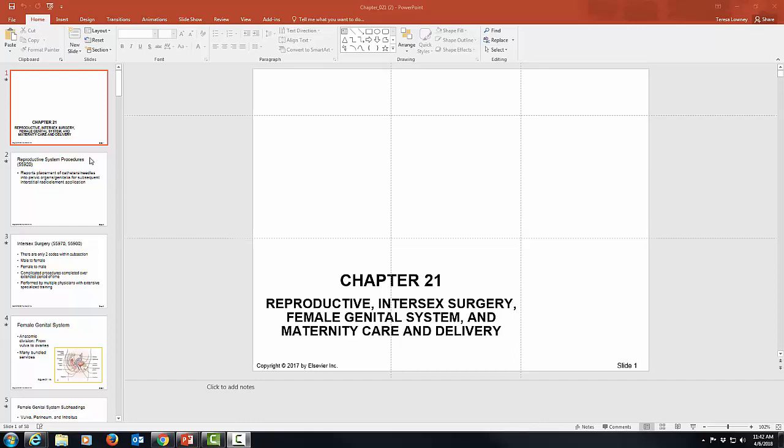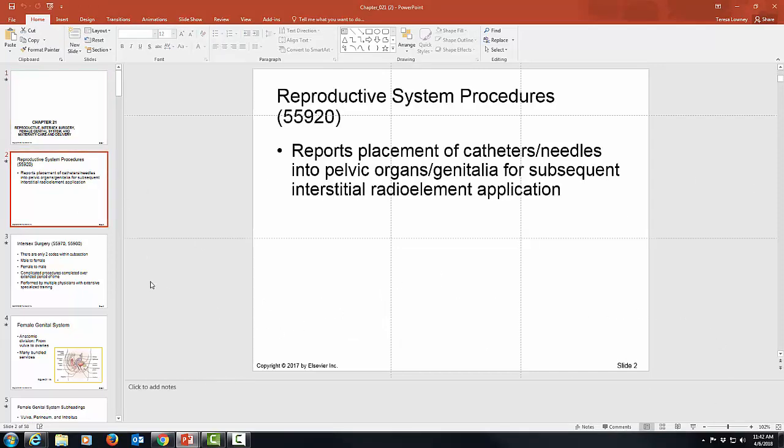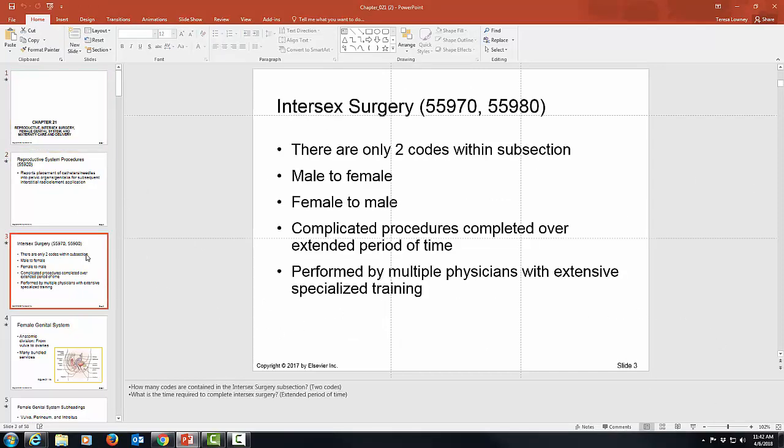The intersex surgery section talks about codes 55970 and 80. There's only two codes in this subsection. You're going from a male to a female or a female to a male. Complicated procedures are completed over an extended period of time. Think about staged procedures and the modifier that you would use for that, performed by multiple physicians with extensive specialized training.